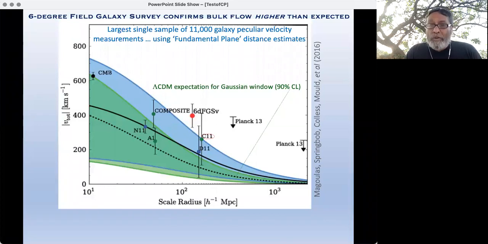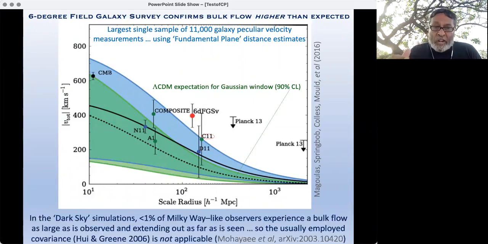So if you want to attribute it to cosmic variance, then you can ask, how often does this kind of thing happen? To answer that, we interrogated these Dark Sky simulations, and we find that less than 1% of observers like ourselves, Local Group-like observers, would experience a bulk flow as high as we see it. Notice that here it's the absolute value of the bulk flow, not the variance. So one has had to make another assumption that the distribution of velocities is Maxwellian. That's the standard thing done in the literature.